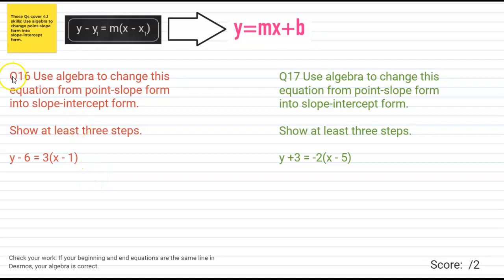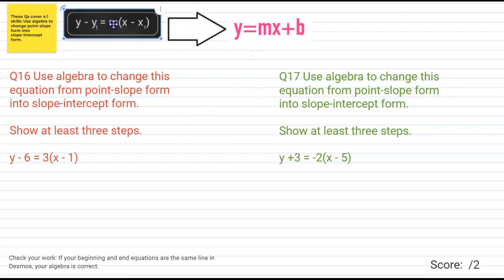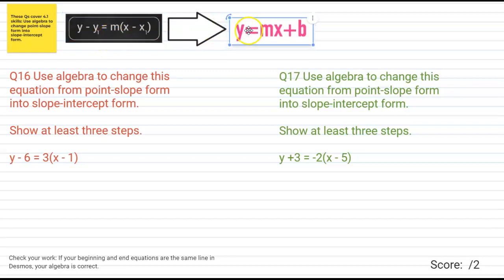For number 16 and number 17, you're using algebra to change the equation from this form, which is point-slope form, into slope-intercept form. This is point-slope form, because to write it, you need to know a point and the slope. And this is slope-intercept form, because to write this equation, you need to know the slope and the y-intercept.